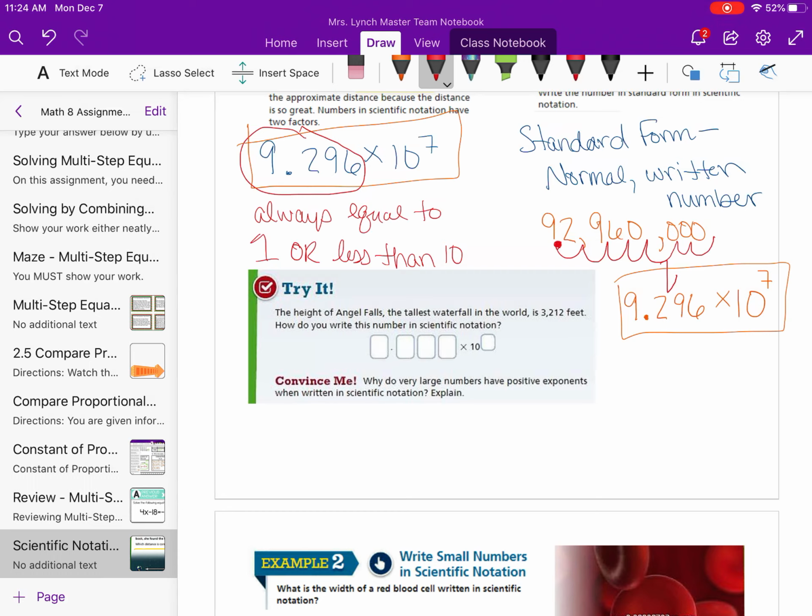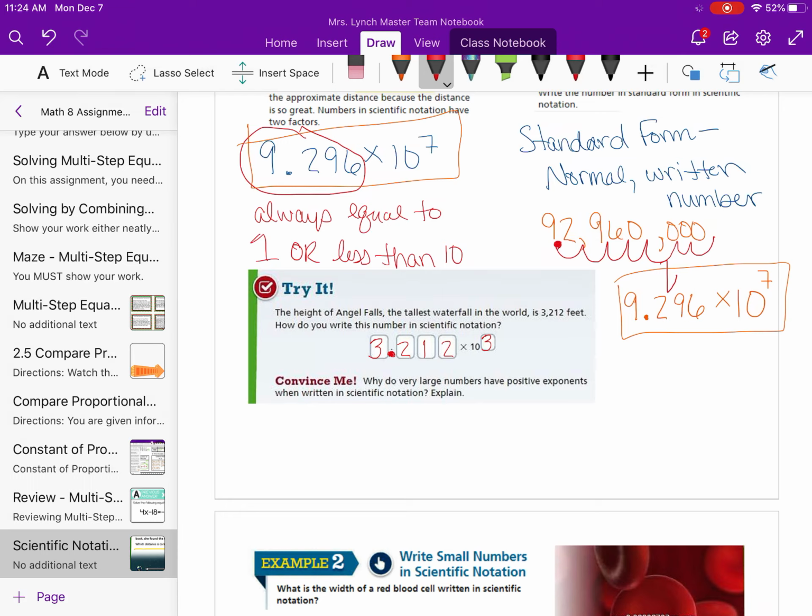So the first non-zero digit would be the 3, so that's what's going to go in the first box, and I'm going to make that decimal, it's already there, a little bit bigger. And then you're going to put every number that's not a 0 that comes after it, so 2, 1, 2. Well, we need to figure out how many digits actually come after the decimal. In this case, it's 1, 2, 3, so the exponent would be times 10 to the third power. Just like that.